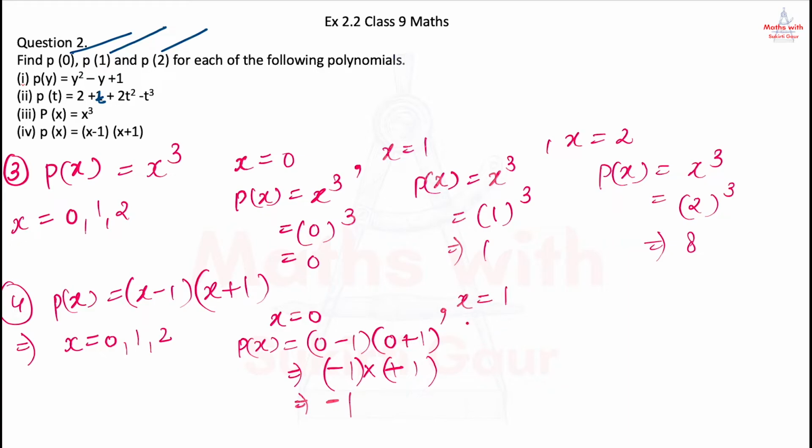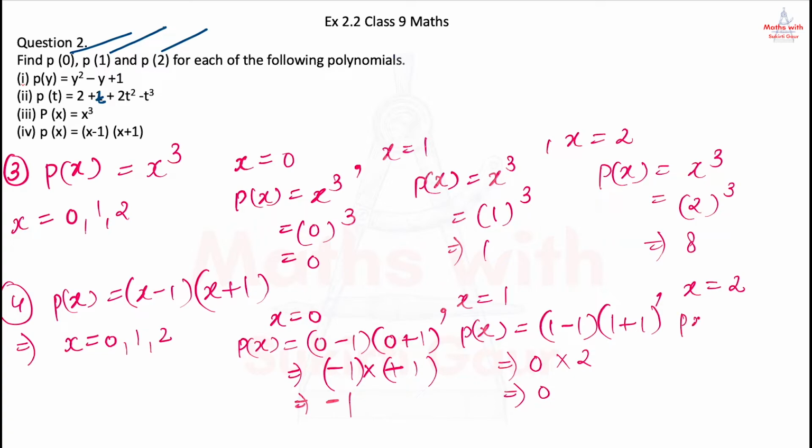For x equals to 1, p(x) equals 1 minus 1, 1 plus 1. 1 minus 1 will give us 0, and 0 multiplied by anything will give us 0. Third is x equals to 2. So p(x) equals 2 minus 1, 2 plus 1. Okay, so multiply. 2 minus 1 will give us 1, and 2 plus 1 will give us 3. Answer will be 3. We are completed with the second question, all the parts.